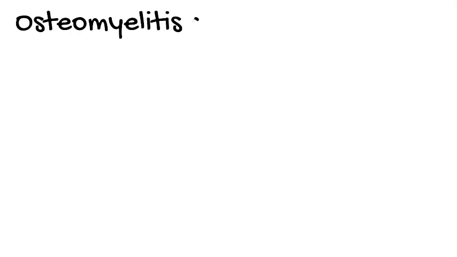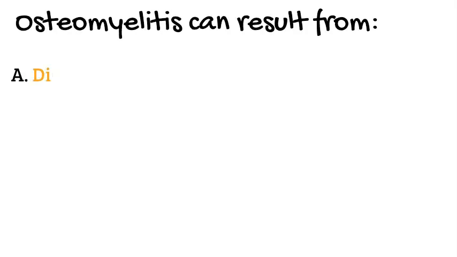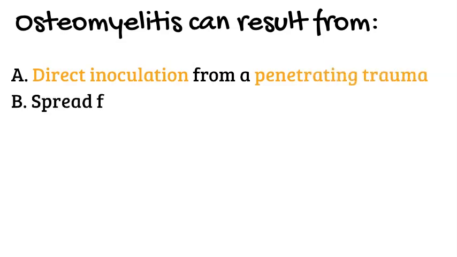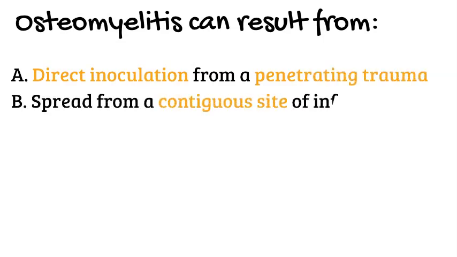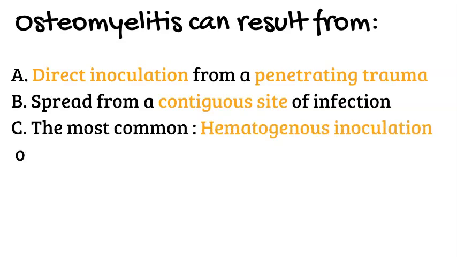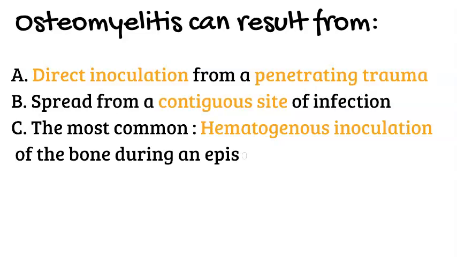Osteomyelitis can result from A. Direct inoculation from a penetrating trauma. B. Spread from a contiguous site of infection. C. The most common cause is hematogenous inoculation of the bone during an episode of bacteremia.